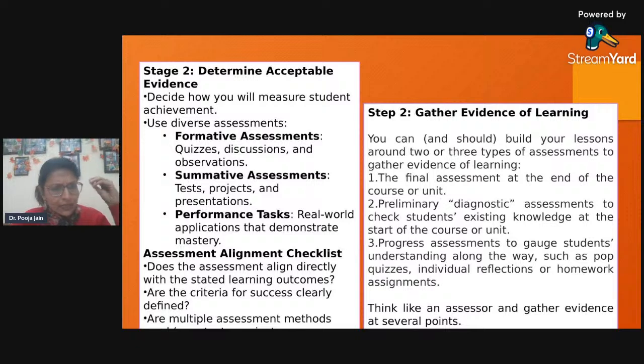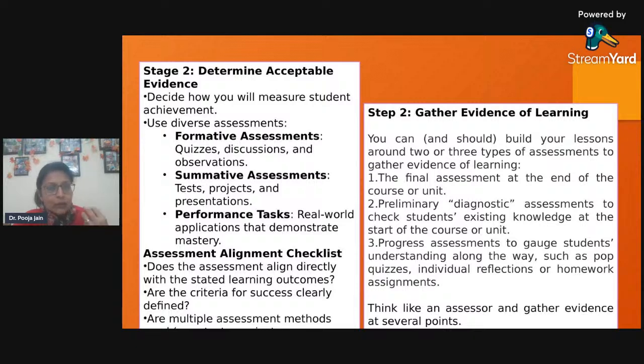So is it aligned directly with my learning outcomes and objectives? Is it clearly defined? Is there any particular success criteria? Are there multiple assessments? Will these assessments help my children understand? And will these assessments help me understand what my children need? So we have tested the children, gathered the evidence, and everything is done. What next? What am I going to do? So after I have assessed and gathered evidence at different points, what next?